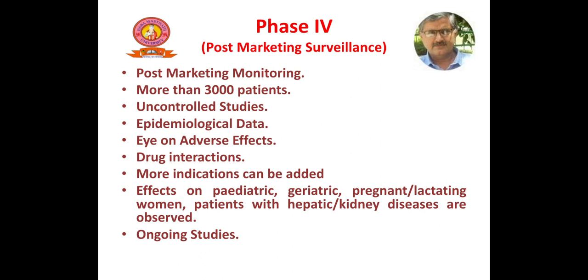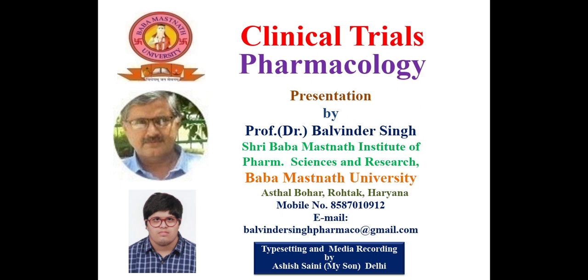In phase 4 we can add more indications as per the experience on the patients. Besides this, the effects on children, like pediatric patients, old age patients, geriatric patients, or pregnant or lactating women, or patients with liver or hepatic or kidney diseases are observed. So this phase keeps on going, and the study will keep on. It is an ongoing process. So that is the post marketing surveillance or the phase 4. That's all about the clinical trials pharmacology.